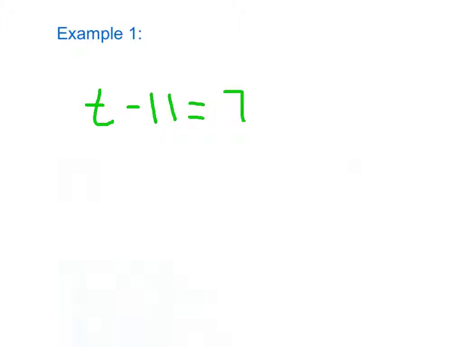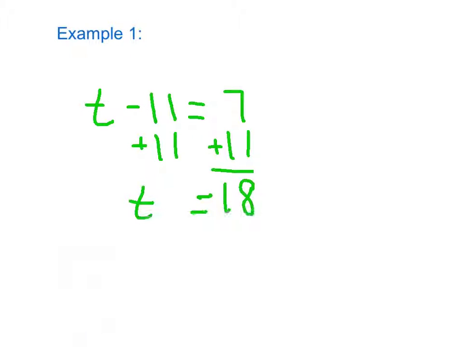Let's try an example. If t minus 11 equals 7, then cancel out 11 by adding 11. Since you have to do it to both sides of the equal sign, you add 11 to 7. That will leave you with t equals 18. Now to check your answer, you plug 18 into the equation instead of t.